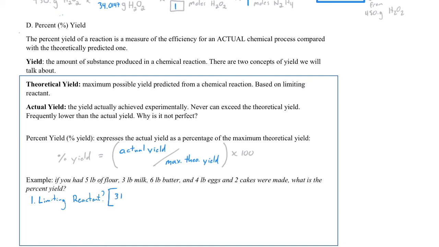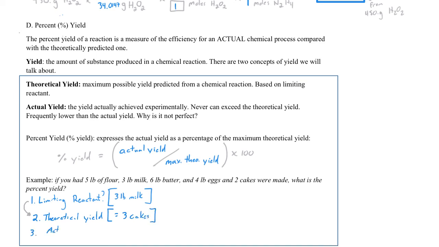Well, what we do in these types of problems is first determine what the limiting reactant is. And if we look at this, we see that milk is the limiting reactant with only 3 pounds of it. So from that information, from the limiting reactant, we then determine the maximum theoretical yield. Again, that's the yield that would be based on the limiting reactant quantity. So in this case, we have the maximum yield being 3 cakes possible.